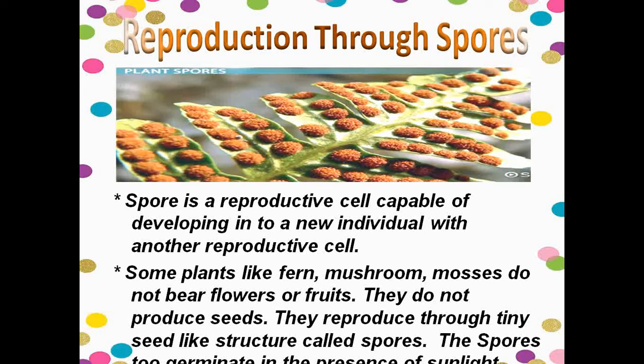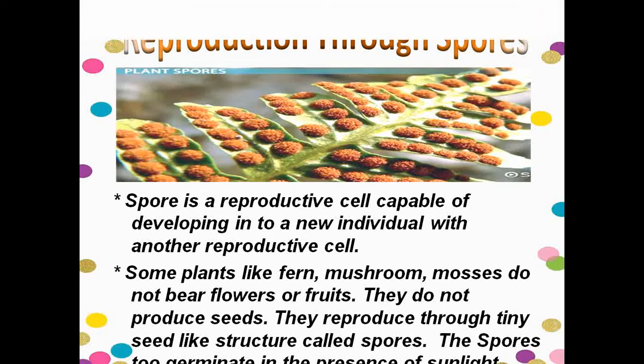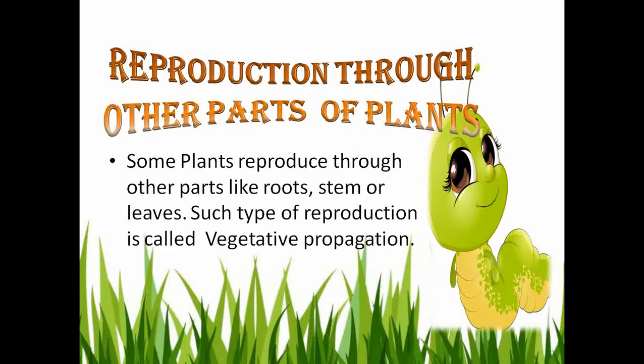Spores too need the conditions of sunlight, moisture, air to germinate. As the conditions which are required for germination of seed, all those favorable conditions are required in germination of spores also, children. In the presence of all those conditions, spores germinate.